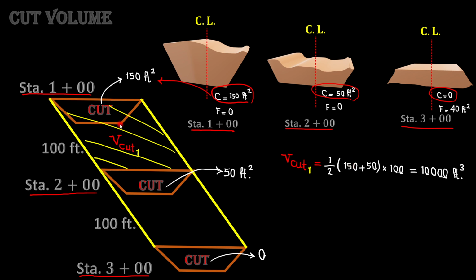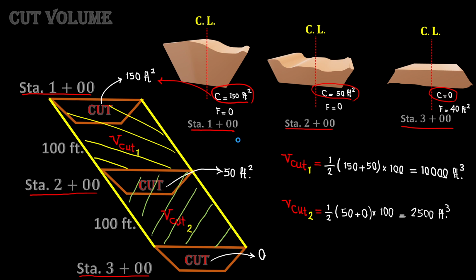That's the average of these two cross sections times the distance. That's a half of 150 plus 50 in parentheses times the distance, which is 100 feet, and it gives us 10,000 cubic feet in terms of volume. The second one is the area between station 2 and 3, and we do the same average of these two cross sections times the distance, which gives us 2,500 cubic feet. Add them together to get the total cut volume, and that's 12,500 cubic feet.